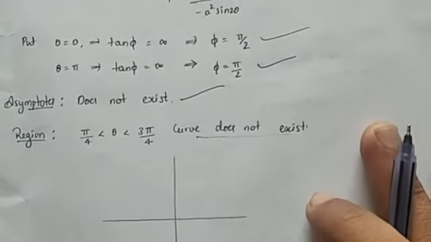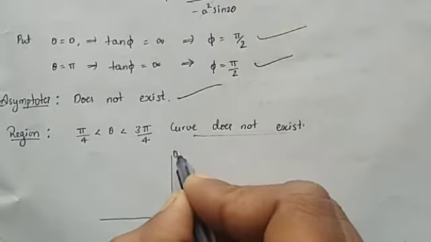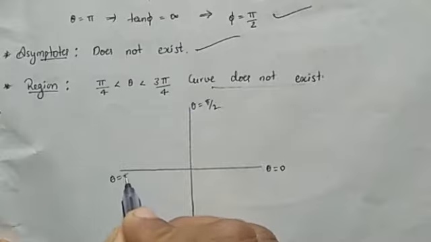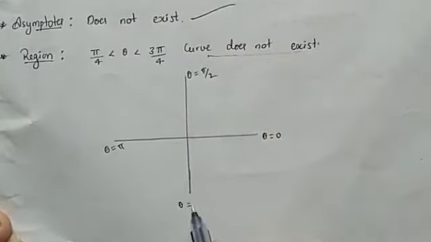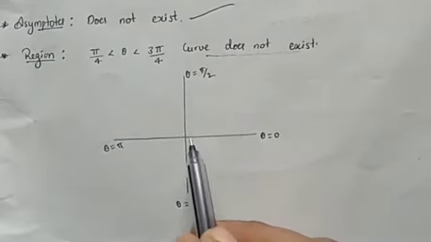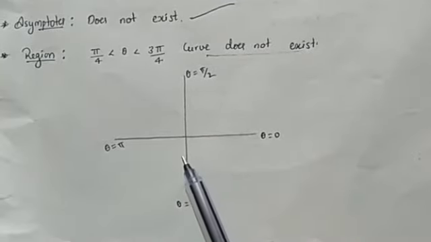So next we trace the curve. This line is the theta equal to 0 line, this line is the theta equal to pi by 2 line, this line is the theta equal to pi line, and this line is the theta equal to 3 pi by 2 line. The first point is the symmetry. The curve is symmetric about the x-axis, the y-axis and the opposite quadrants.